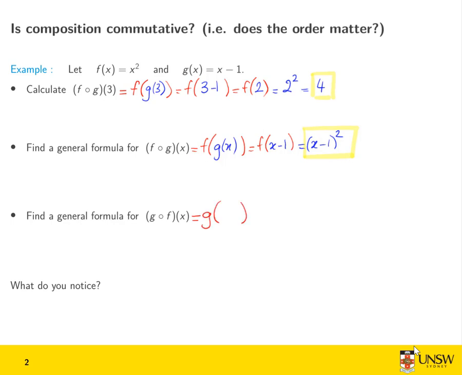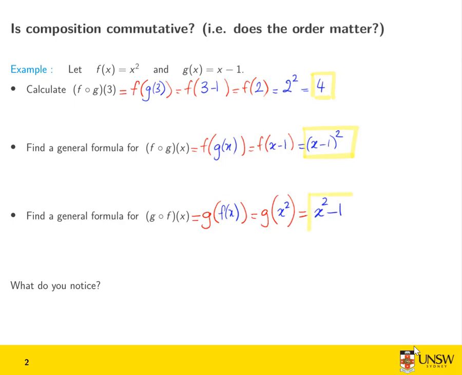G of f of x, just reading what that means. So it's going to be g of, and I just copy what f of x is. F of x is x squared. Now what does my function g do? G is the function that subtracts 1 from the input. So my input is x squared and I subtract 1.